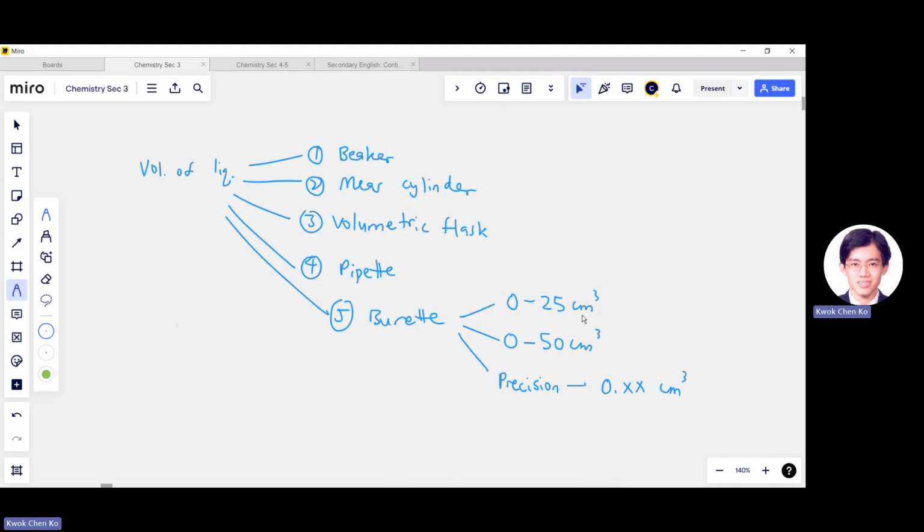Keep the range especially in mind, because if you see something like 100 cubic centimeters, by right you can't use this one, but by left you can. That means you do it twice.